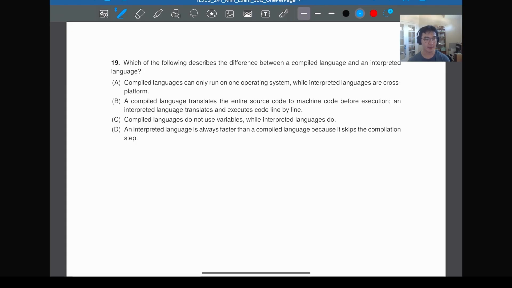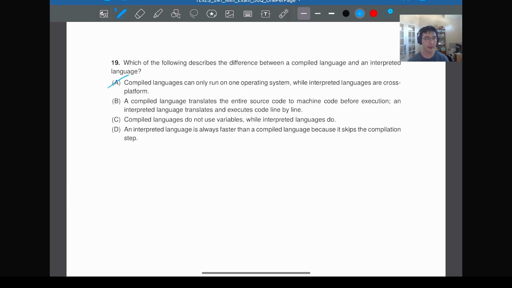Interpreted language are cross-platform. That's true. JavaScript can run on your web browser on multiple platforms like Chrome, Mac, on iOS, right? Or Windows. But that first part, compiled languages can only run on one operating system. I think just knowing Java can run on multiple is a good counterexample. So A cannot be correct.